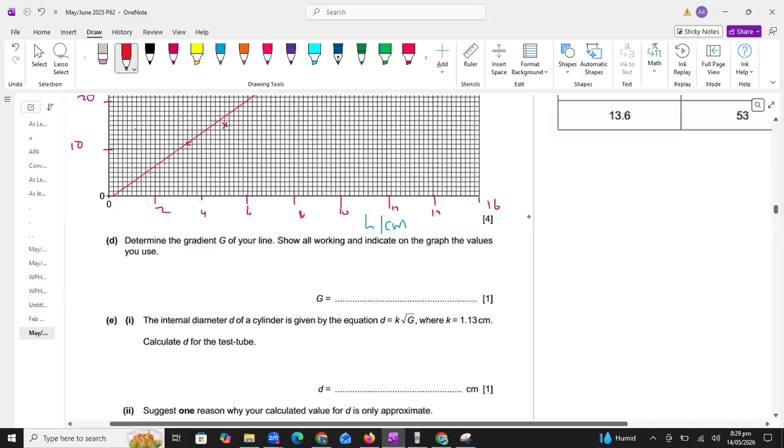Now in the next part, for this drawing, beta, you will get 4 marks. So I hope you have understood the presentation of graph. Now in part D, they are asking: determine the gradient of your line. Show all your working and indicate on the graph the values you use. Look, beta, when we are finding the gradient, remember students, we have to take two extreme values, not the middle values.